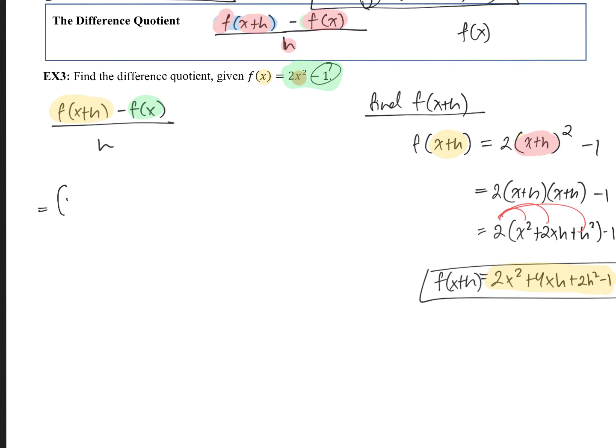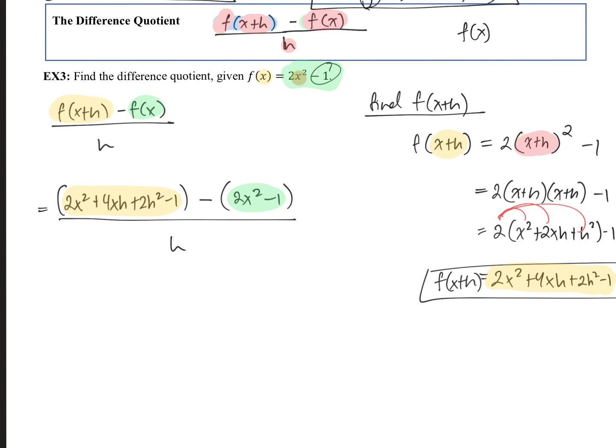So let's put in parentheses. We have 2x squared plus 4hx plus 2h squared minus 1, and then we're subtracting from it f of x, which is 2x squared minus 1, all over h, which is once again not a function. H is not a function, it's just a variable. So let's color code that. This was f of x plus h, and this was f of x.